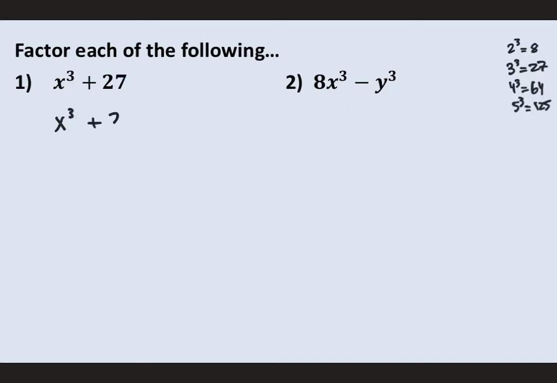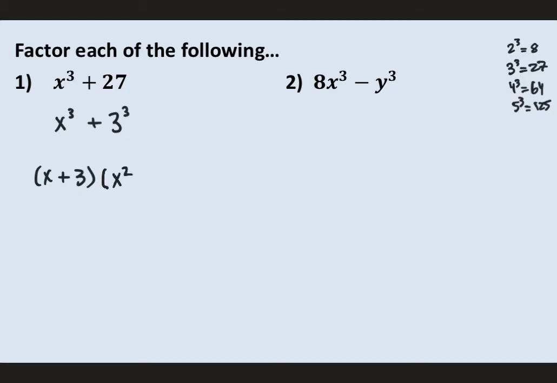So I just said it over there. 27 is 3 cubed. So we have our two bases, x and 3, and they are being cubed. So this is a sum of cubes. So our pattern here should be the first base, x, plus the second base, 3. That's our binomial. Remember, the sign matches in the binomial. And then our second factor is a parentheses. It's the first thing, x squared.